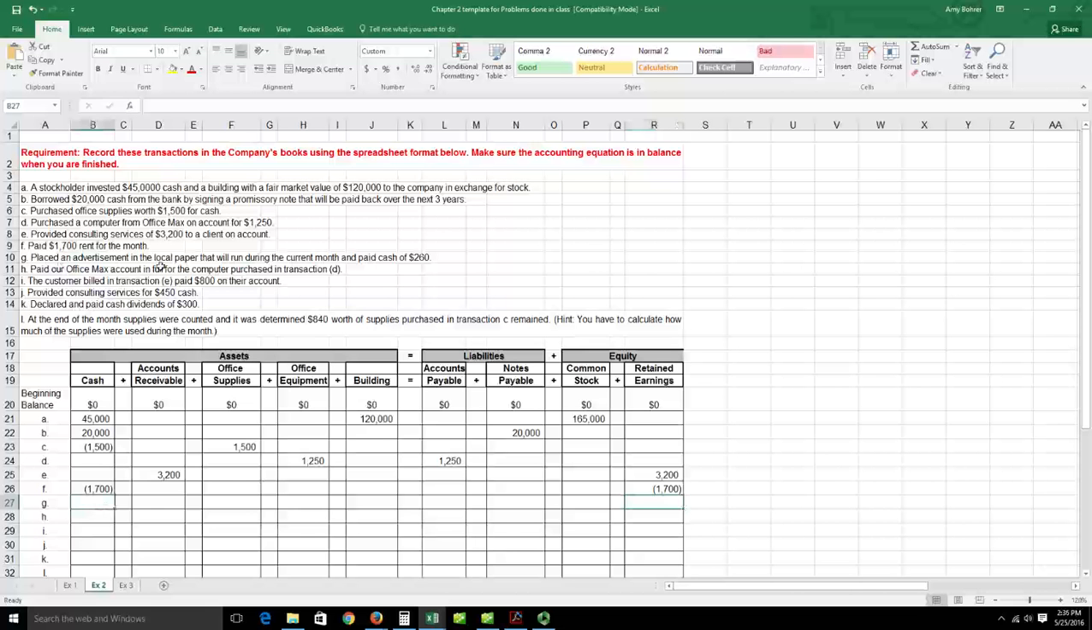G says I placed an advertisement in the local paper that will run during the current month and paid $260 worth of cash. So again, my cash is going down and I have advertising expense. Whenever you have an expense, your retained earnings goes down.